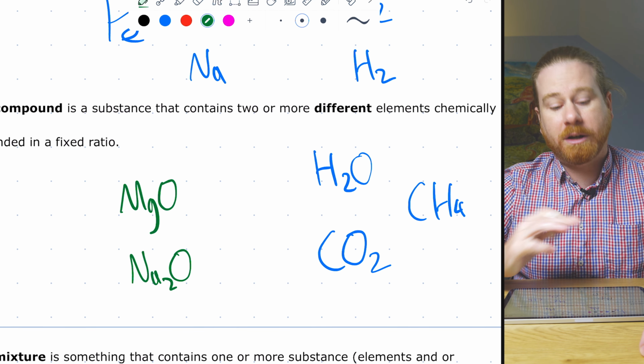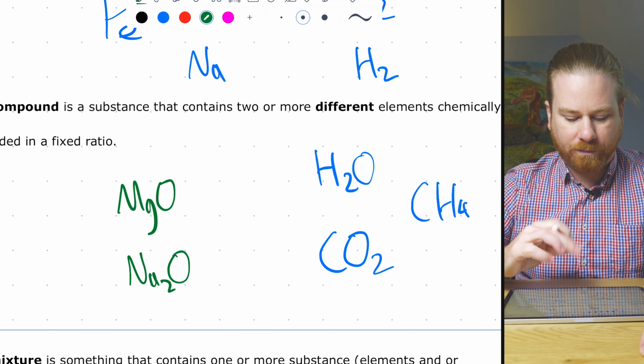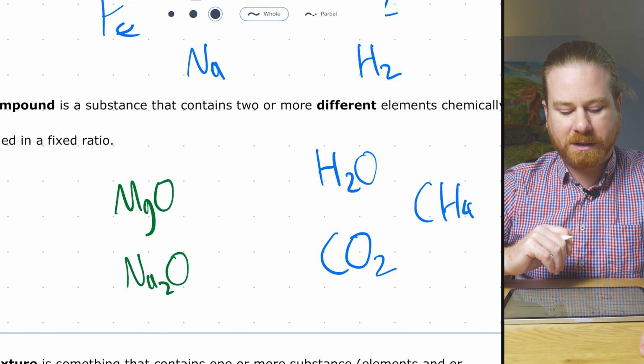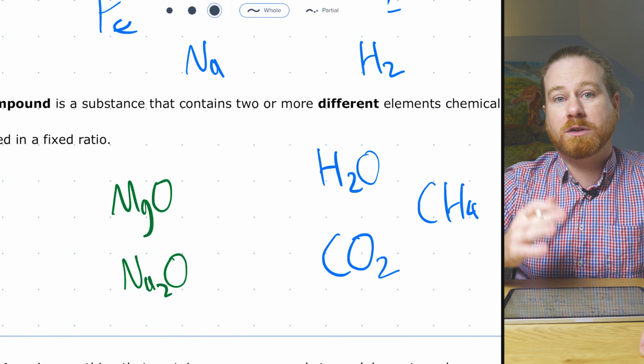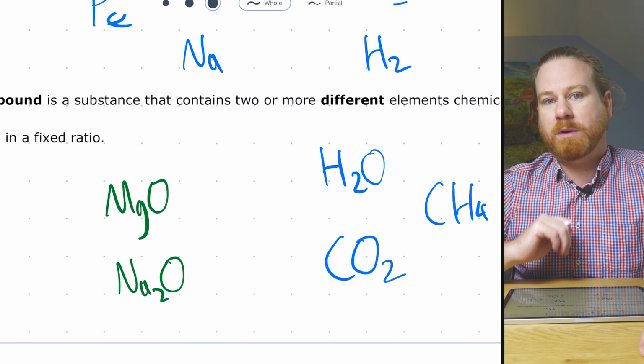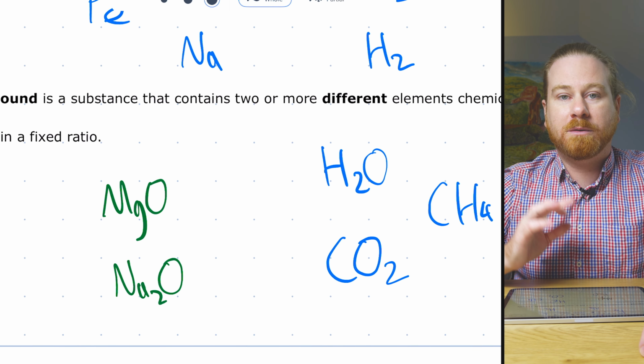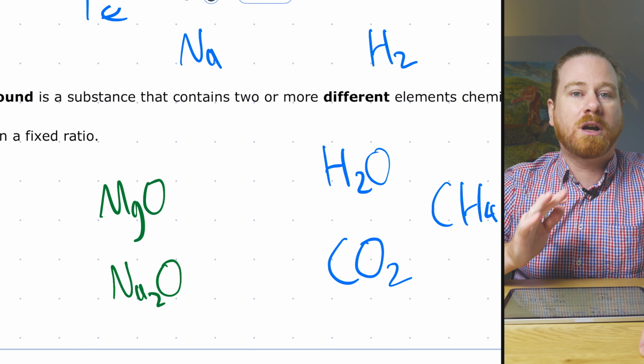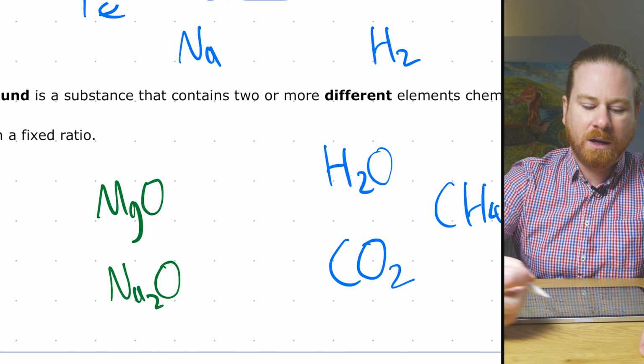These are both ionic compounds, but we can see the ratio between the two is a bit different. Magnesium oxide is always a 1-to-1 ratio, whereas sodium oxide is always in a 2-to-1 ratio. We'll look at why that is in future videos, but the ratios are really, really important.